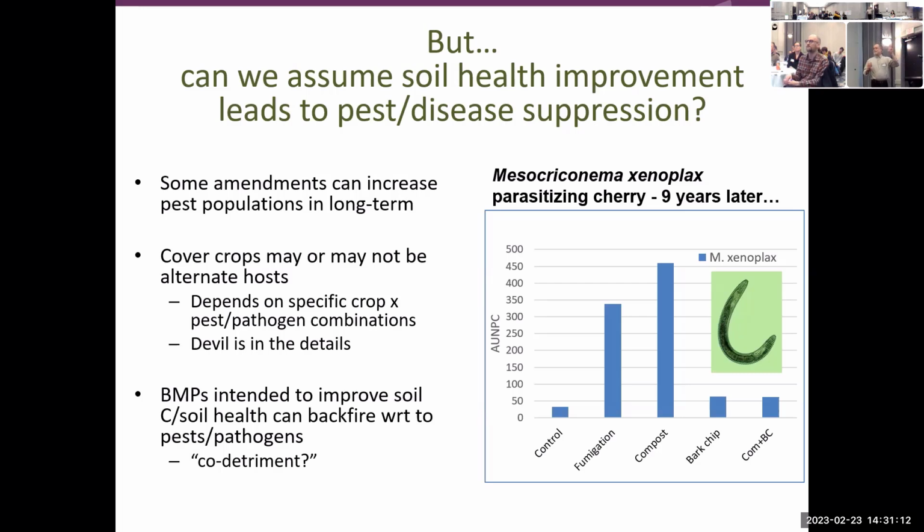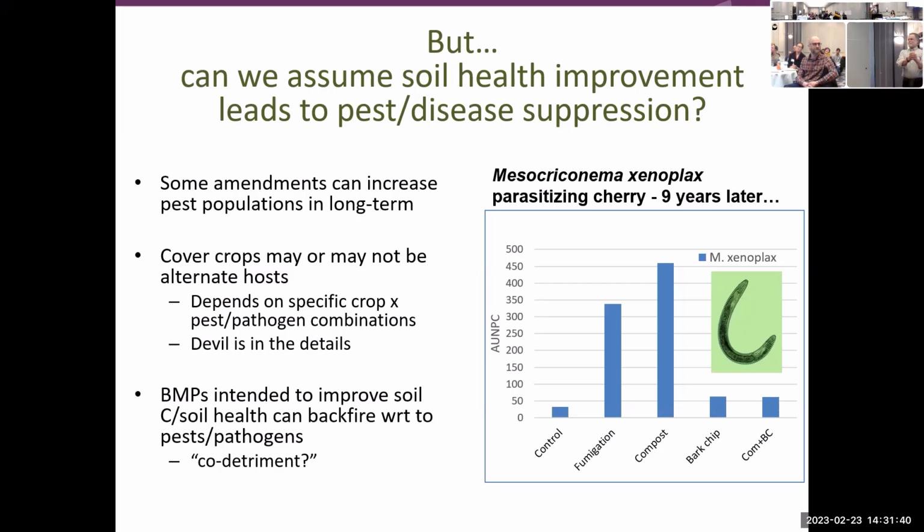Now, cover crops. I've been talking mostly about amendments as examples. Cover crops are going to be more the universal BMP in all of this. Then you add into that, if you're putting cover crops into the system and changing what you're doing, you also have to deal with the fact that there are specific pest pathogen combinations with cover crops. Some of the cover crops may actually be alternate hosts for the pest or pathogen that may be important in your system. So this is really important to keep in mind.